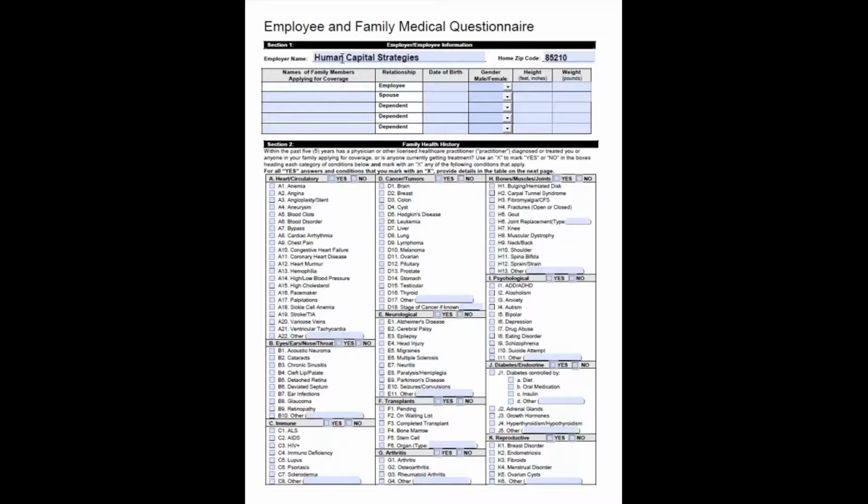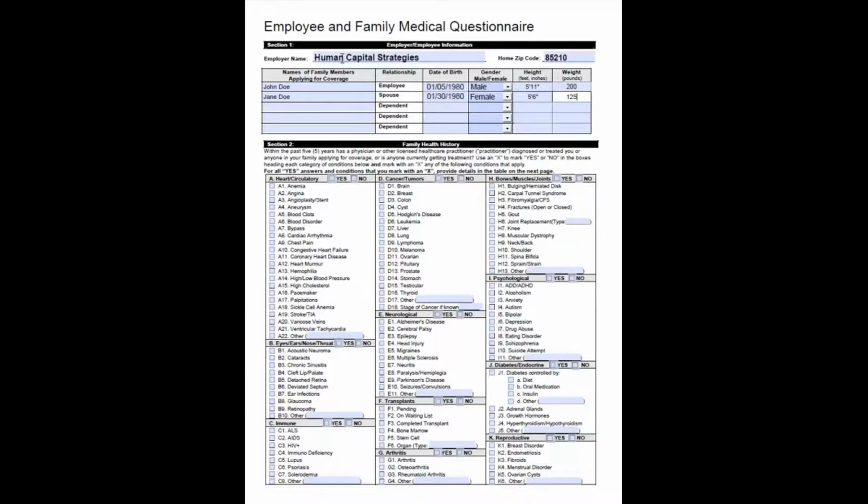And then what you're going to do is fill in you as an employee with your name, your date of birth, your gender, and it's very critical that you also put your height and your weight in there as well. If you are going to cover your spouse, then you need to put your spouse's information in there as well. If you're not going to cover your spouse, then we do not need your spouse's information. The same goes for any dependents or kids that you may or may not want to have covered. If you do want them to be covered, go ahead and put their information. If not, please keep them out of this form.